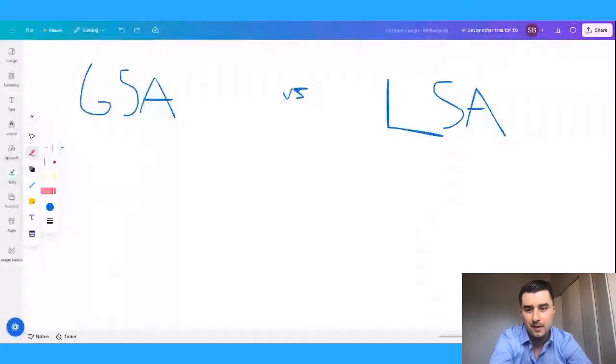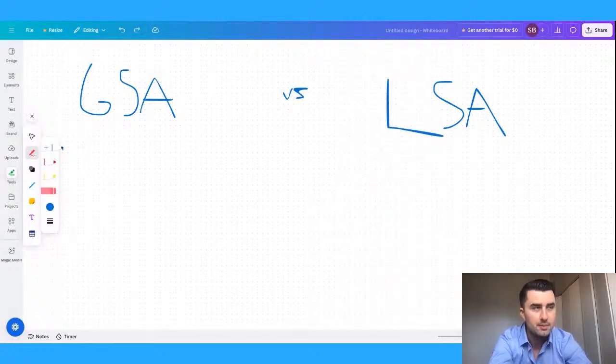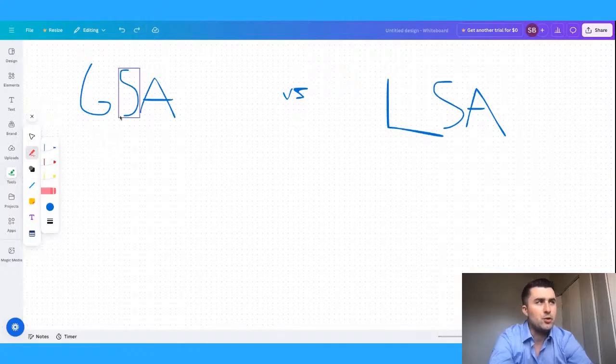So I want to show you guys a real world example here. I'm going to go into my free Canva whiteboard right here, and I'm going to show you guys a real world example. Okay, so let's just make an example here, guys. We have a plumbing business, whatever name you want to put on it, it's totally fine.